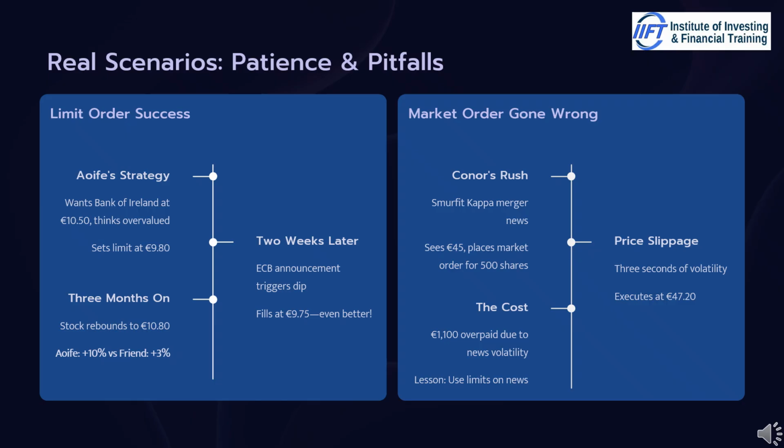So market orders on news-driven moves can be quite dangerous because there's so much activity in the market at the time. A limit order at 45.50 might not have been filled, but Connor could have assessed the situation after that, and in volatile conditions he might be able to consider putting in a limit order or coming back into the market at a better time.